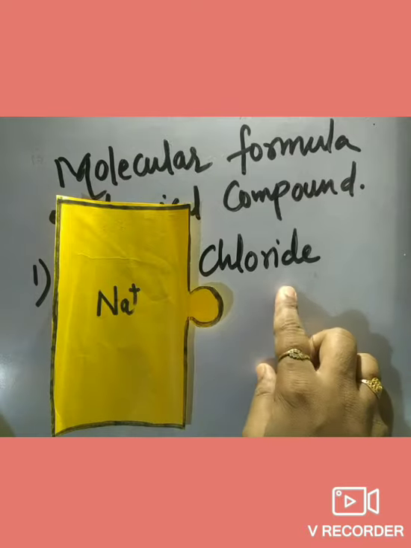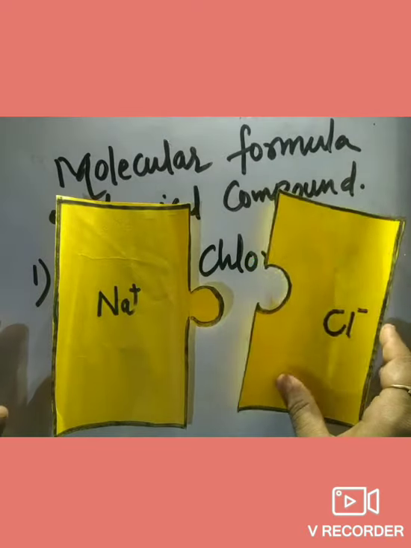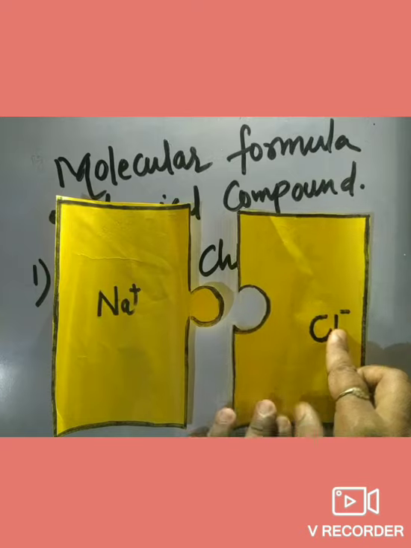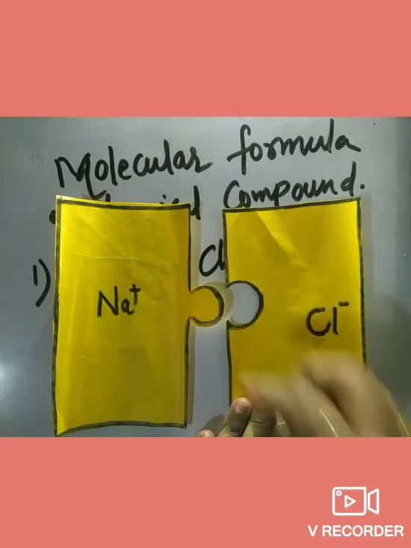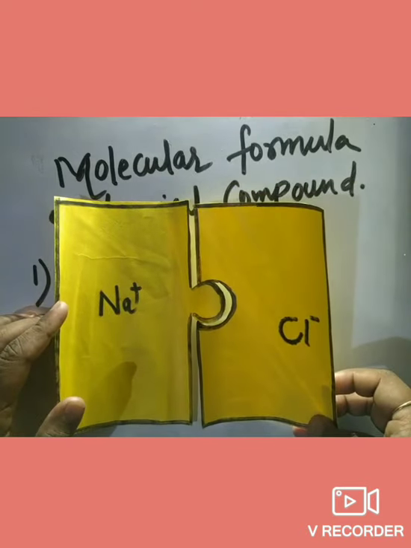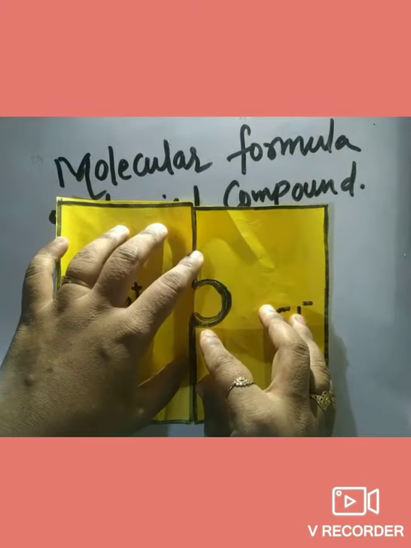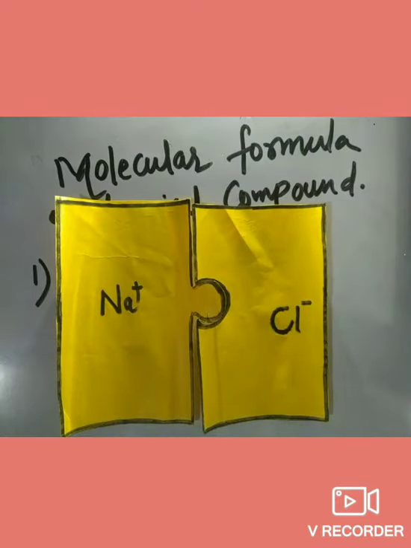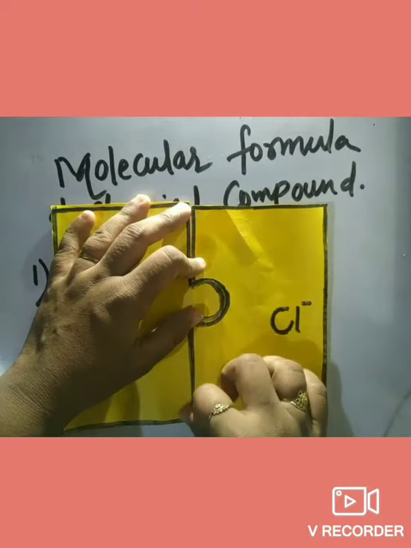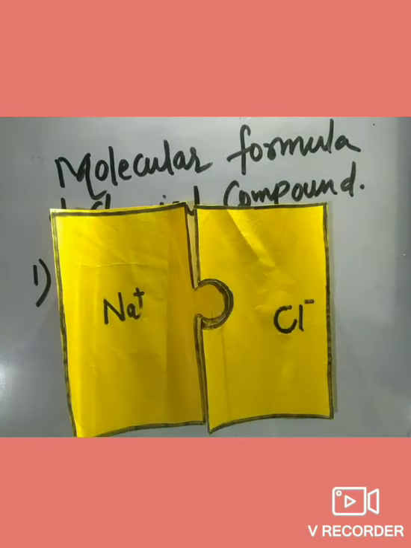And next here is chlorine. Here I have made a card of chlorine because chlorine has one negative charge, so I made one hollow part here. When this sodium and chlorine combine, they will make a compound. Here you can see it's a complete compound.